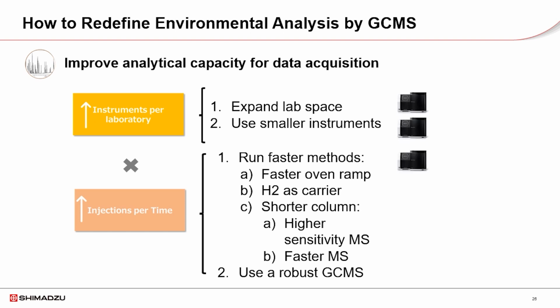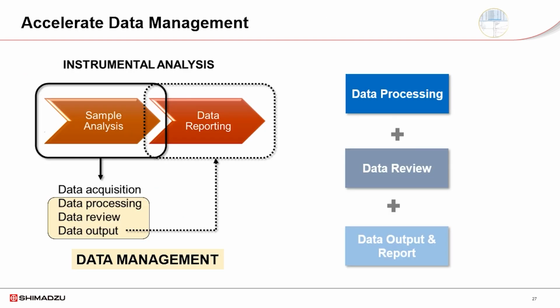Let's move now to the next bottleneck, the laboratory's phase, to improve throughput in the lab: the data management and its individual tasks, data processing, review, and output that goes together with the final reporting. Yoshiro, how can the latest technology in GCMS and software accelerate this data management process?